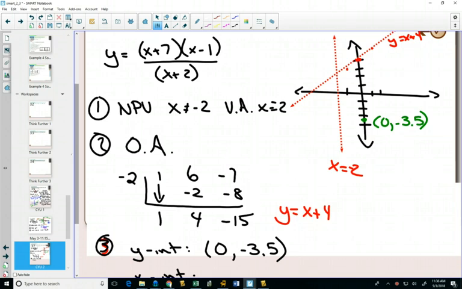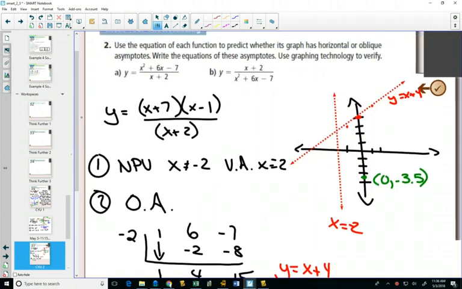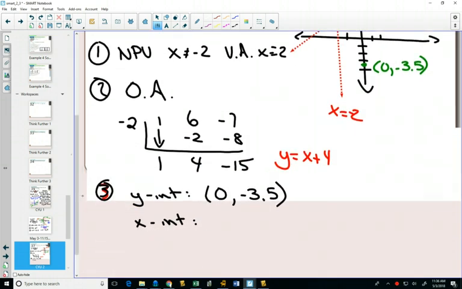X-intercepts. Again, here it's really helpful if you use that idea. For an x-intercept, I plug in 0 for y. I've got 0 equals a fraction. The only time a fraction is equal to 0 is if your numerator is equal to 0. And since my numerator is already factored, I can tell that I'm going to have one x-intercept at negative 7 and the other x-intercept at positive 1.